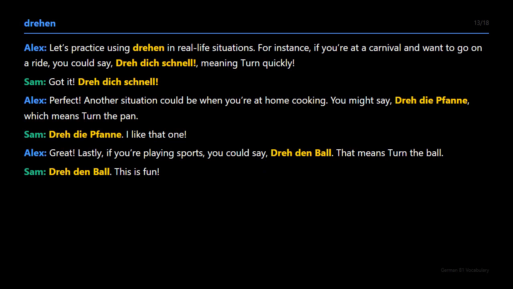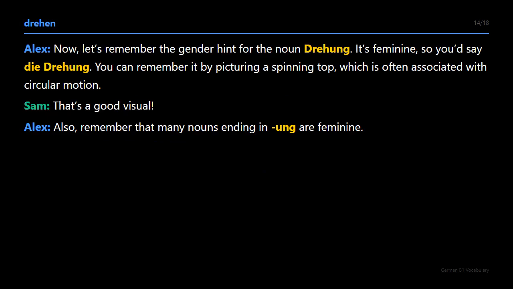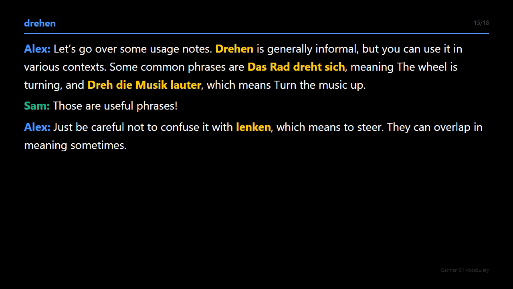This is fun. Now, let's remember the gender hint for the noun Drehung. It's feminine, so you'd say, die Drehung. You can remember it by picturing a spinning top, which is often associated with circular motion. That's a good visual. Also, remember that many nouns ending in -ung are feminine.